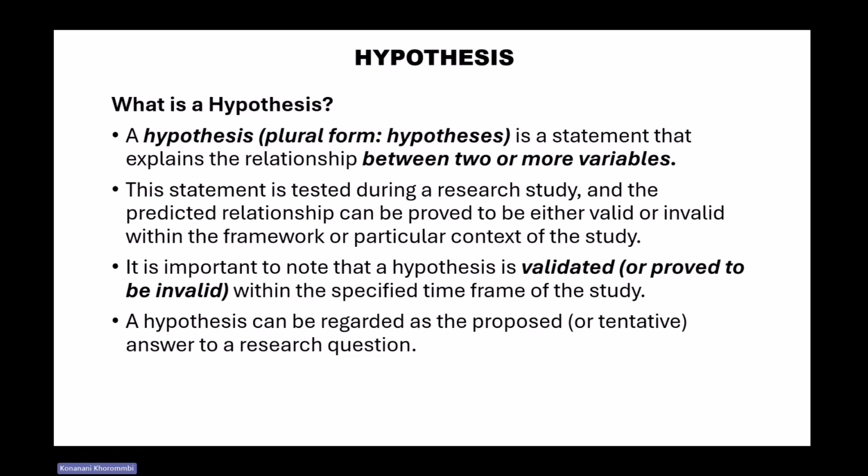I cannot sound English-wise, but I will sound Chivenda. But you see, in writing, I will use different spellings. And these are statements that explain the relationship between 2 or more variables. These statements are tested during a research study, and the predicted relationship can be proved to be either valid or invalid within the framework or particular context of the study.